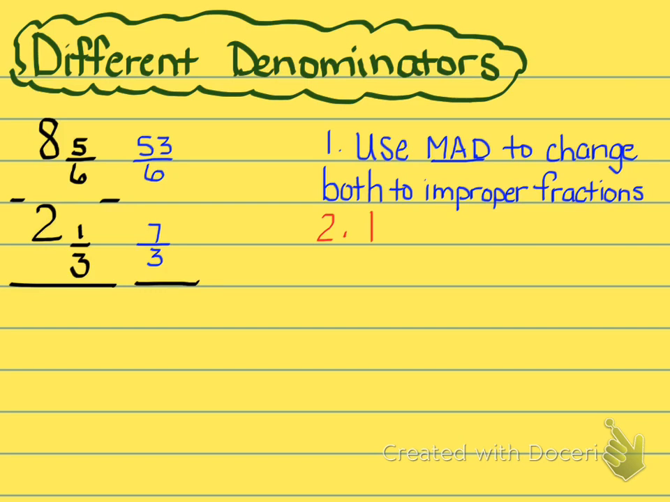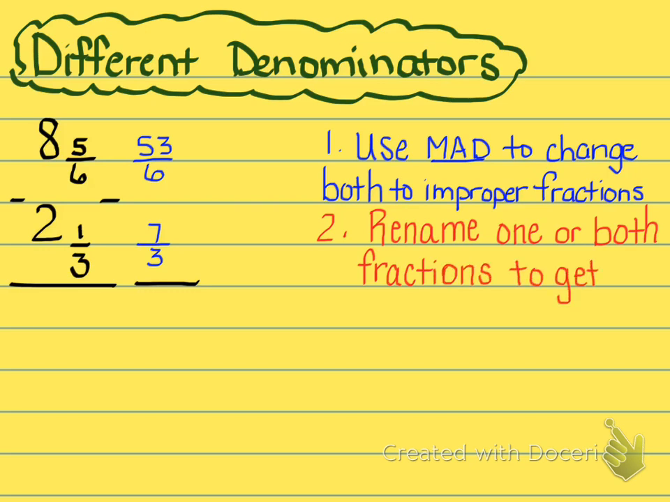Okay, so it says 8 5/6 minus 2 1/3. So there are going to be times when you are going to really need to change these into improper fractions. So it says use MAD to change both numbers to improper fractions. So we've done that here. 8 times 6 is 48 plus 5 is 53 over 6, and then 2 times 3 is 6 plus 1 is 7, so 7 over 3. The next thing that you're going to do is you're going to then rename one or both of the fractions so that they have a common denominator.